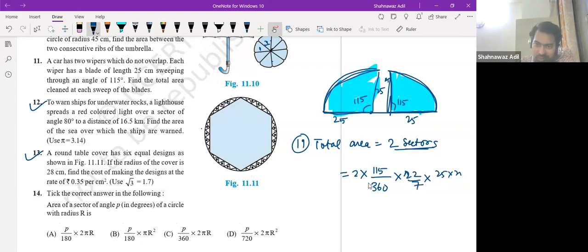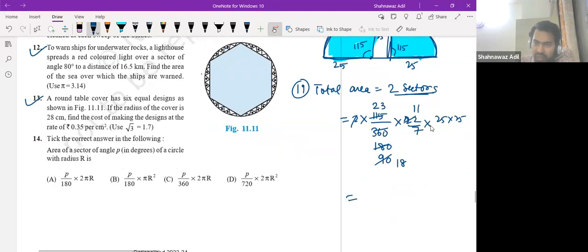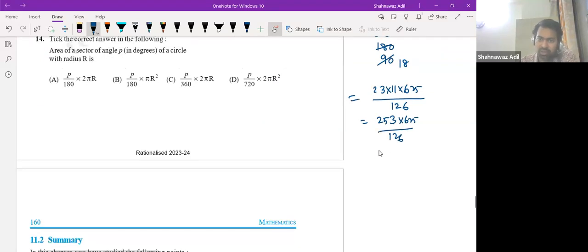This is 180, this is 11, this is 90. So then this is 1 and 8, and this is 2 and 10. So this is 23 into 11 into 625 divided by 6, and so this is how much? So this is 33, this is 22 plus 3. 25 into 625 divided by 126. So this is how much?